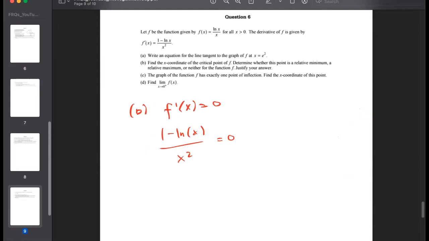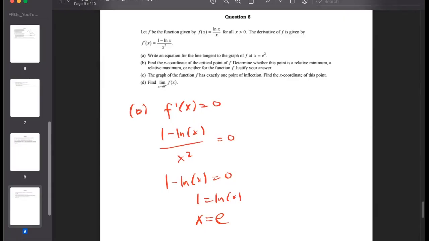So we're going to make the top equal to 0. 1 minus ln of x is equal to 0. So 1 is equal to natural log of x, and that occurs when x is equal to e. That's the only point where you're going to have some sort of critical point.